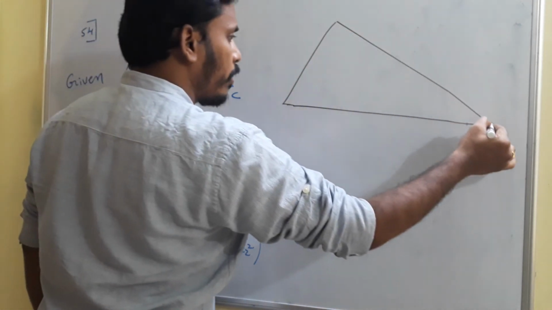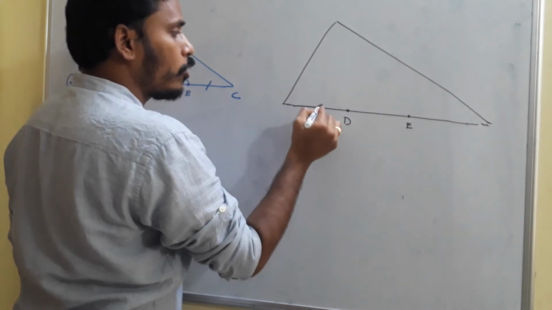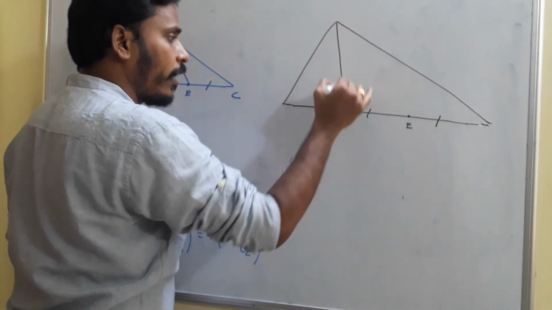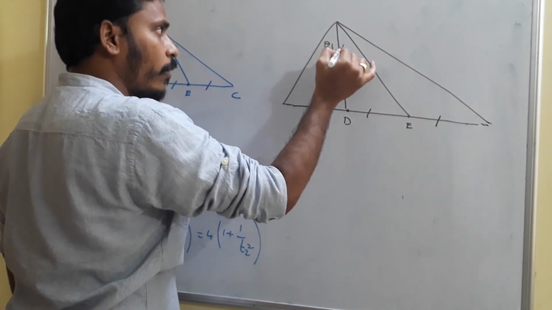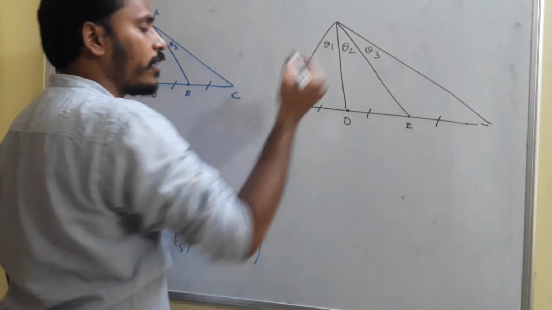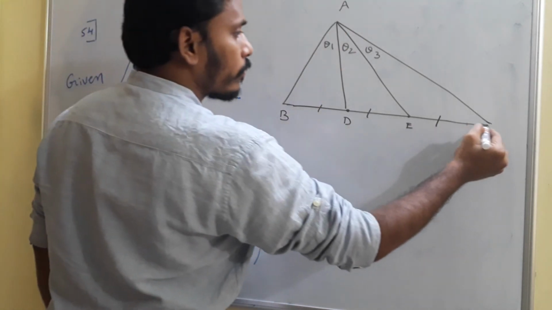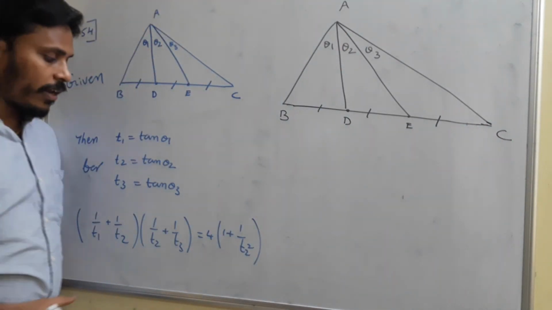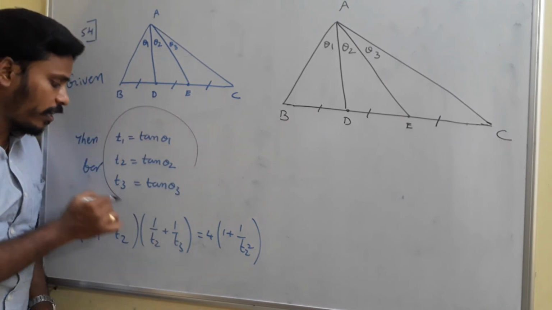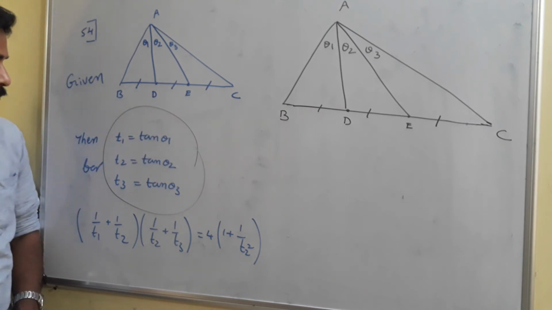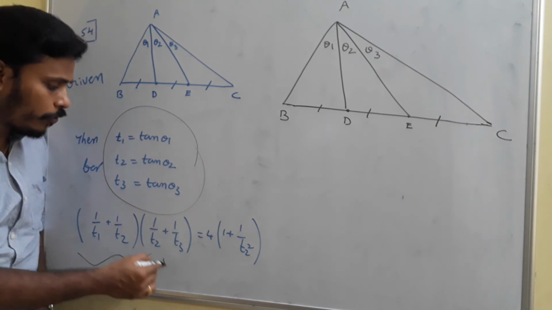So this is triangle ABC. So you have D here and then E here. These two parts are equal, and join AD as well as join AE. Take this angle as theta 1, this angle as theta 2, this angle as theta 3. And the triangle name is ABC. And we need to generate a relation in terms of tan theta 1, tan theta 2, tan theta 3. You just take T1, T2, T3 as tan theta 1, tan theta 2, tan theta 3, and we need to prove this particular statement.